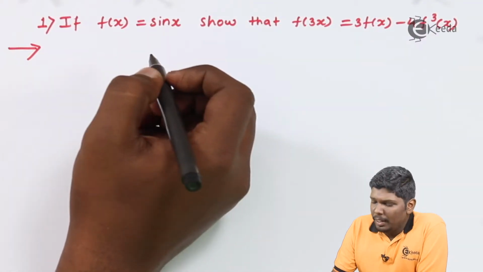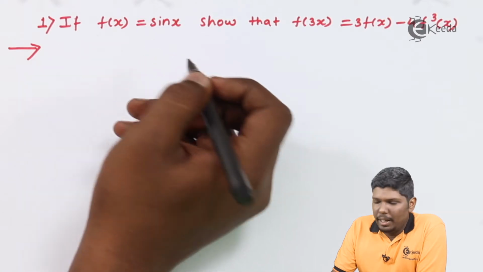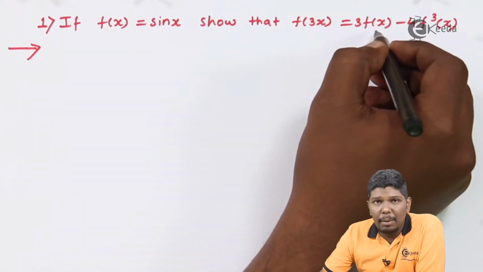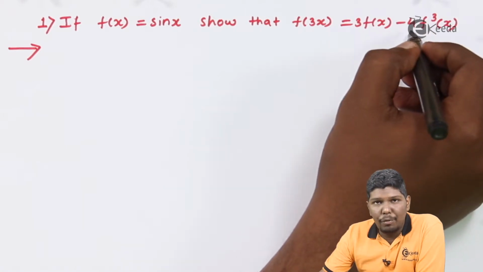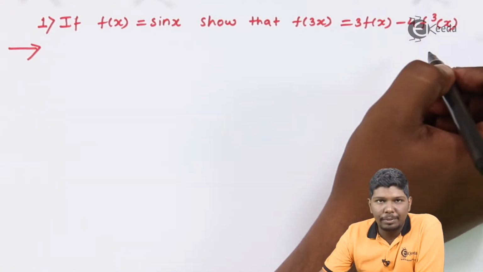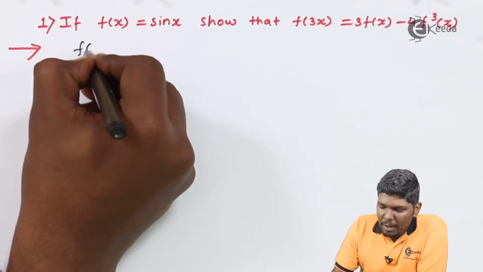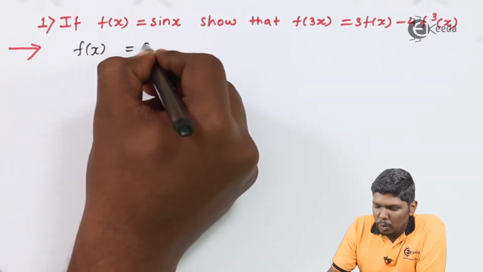Problem number 1. If f of x is equal to sin x, show that f of 3x is equal to 3 times f of x minus 4 times f of x cube. So let us start with the LHS. We have f of x is equal to sin x.